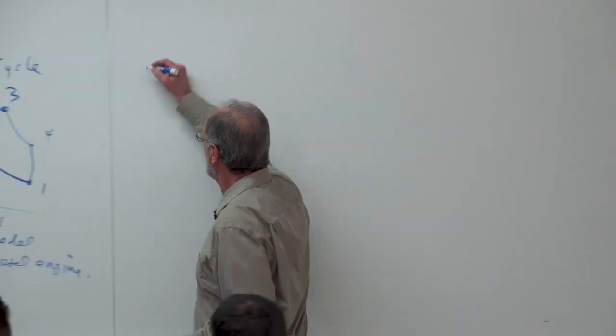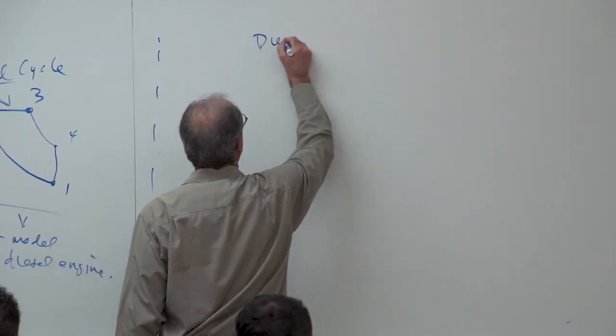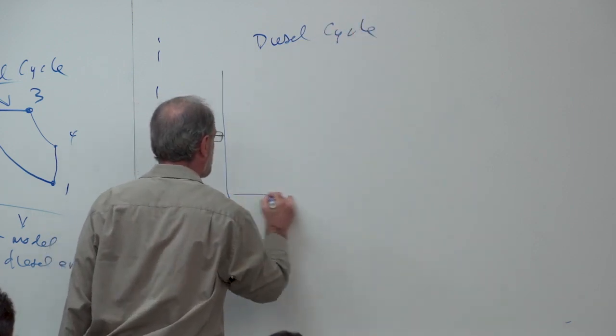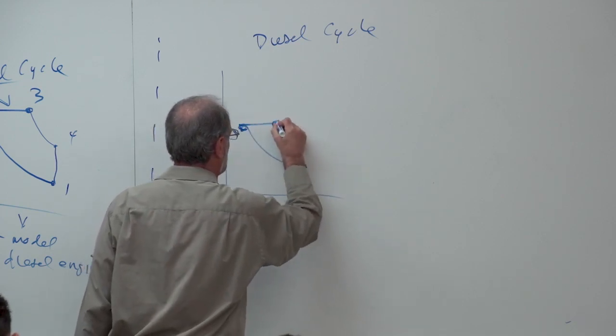All right. Then let us just go back to where we were last time, and now we start the new material. And keep in mind, we're talking about the diesel cycle. If I were to show this on a PV diagram, it would look like this.